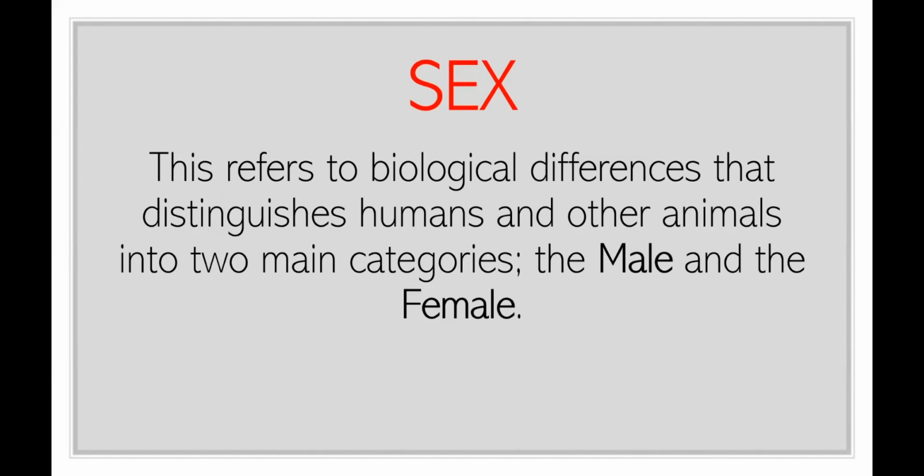Now, we use the terms sex and gender interchangeably because we think that sex and gender have the same context, but in fact they are different. First, we're going to talk about sex. Sex refers to biological differences that distinguish humans and other animals into two main categories, the male and the female. So the very clue in defining the term sex is that it is biological in nature.